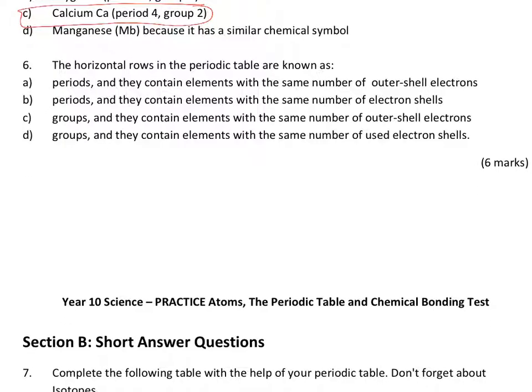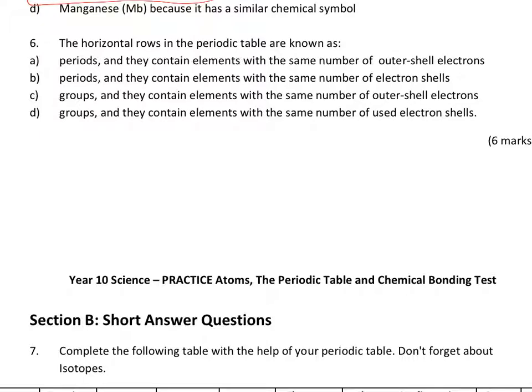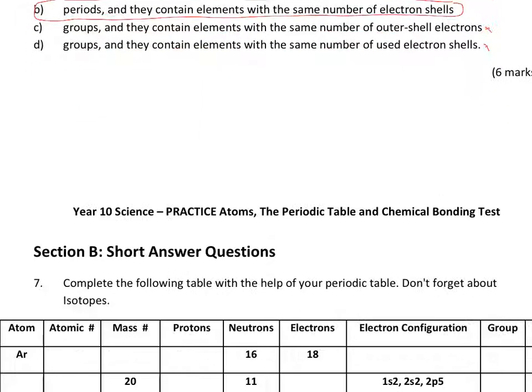The horizontal rows in periodic tables are known as periods, and they contain elements with the same number of outer shell electrons. That can't be, because elements with the same number of outer shell electrons are in the same group, not the same period. Periods contain elements with the same number of electron shells. So this must be it, because the other two options are groups, and that's not what the horizontal rows are. Okay, so that's the first page done. Moving on.